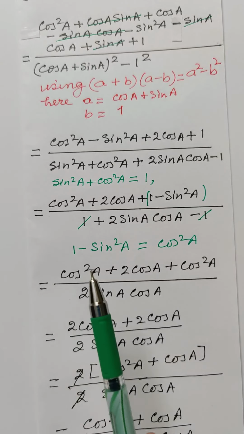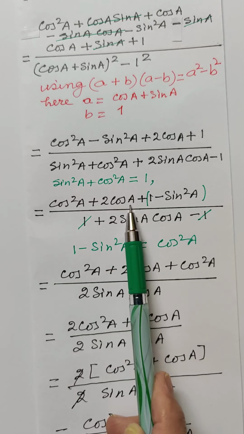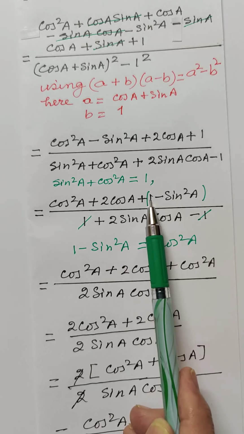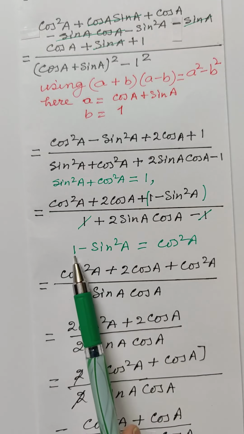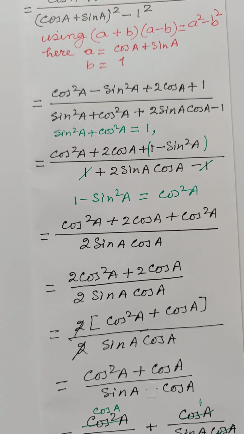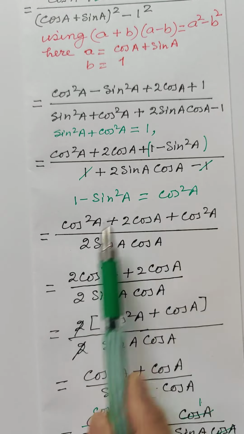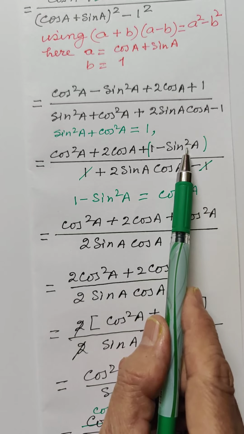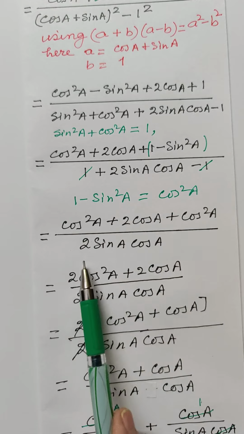Thereafter, the next step, it will become cos A plus 2 cos A, and taking 1 minus sin square A within the bracket, we have 1 minus sin square A equal to cos square A, and in the denominator we cancel this 1 with this 1, and 2 sin A cos A remains. So in the numerator, cos square A plus 2 cos A, and turn that into cos square A using this formula.